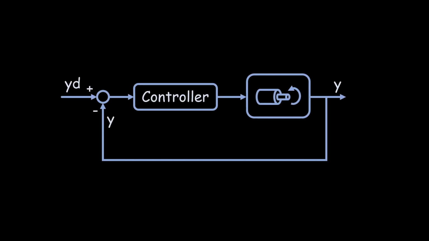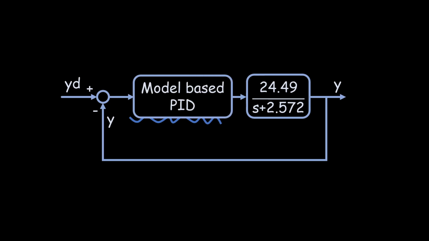In the previous video, we used system identification to obtain the model parameters. Today, we will explain why we should use a model-based controller, and how to use a model-based PID controller to control a motor. This is your control theory teaching assistant.